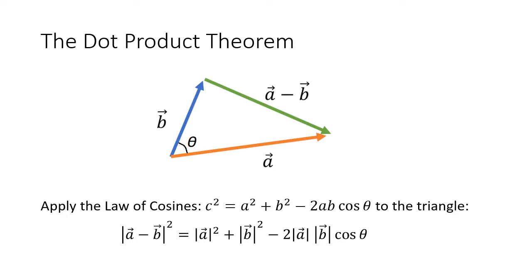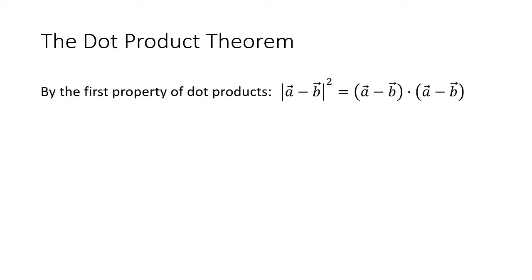Now in this case, my triangle is created from vectors, which means the length of the sides of this triangle is going to be the magnitude of those vectors. So literally just plugging in the sides of my triangle into the law of cosines yields that expression.